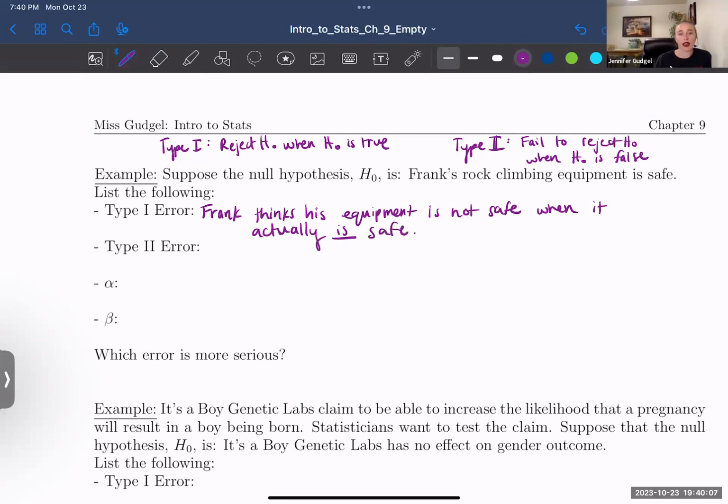That's our type 1 error, right? If you want that, you can rewrite all of that. The alpha is the probability that Frank thinks his equipment is, sorry, is not safe when it actually is.